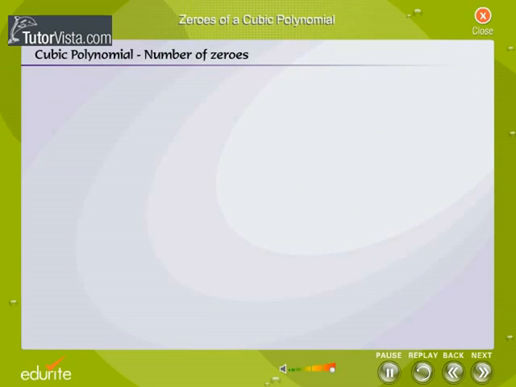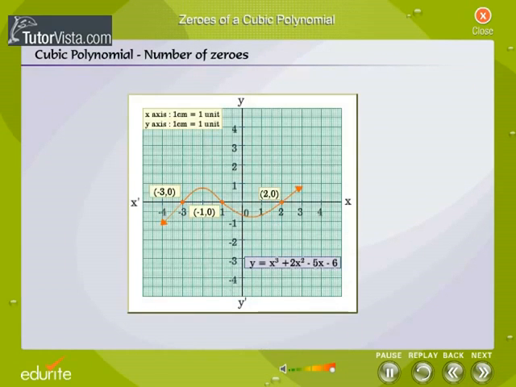Cubic polynomial. Number of zeros. Let us see some more graphs of cubic polynomials. The graph intersects the x-axis at 3 distinct points. The cubic polynomial has 3 zeros. The graph intersects the x-axis at 2 distinct points. The cubic polynomial has 2 zeros. The graph intersects the x-axis at 1 point. The cubic polynomial has 1 zero.